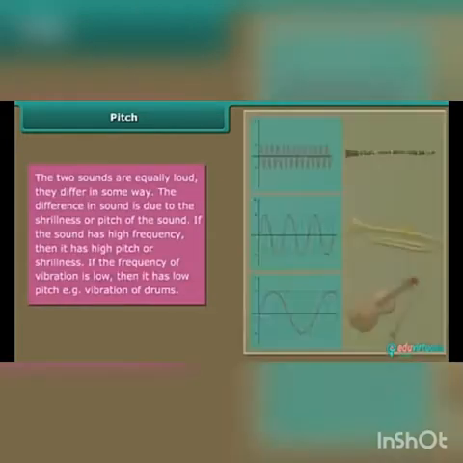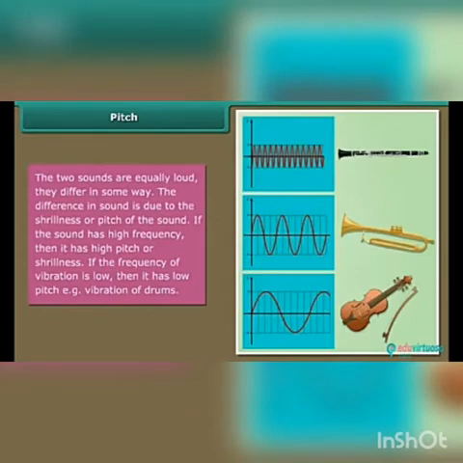Pitch. The two sounds are equally loud, but they differ in some way. The difference in sound is due to the shrillness or pitch of the sound. If the sound has high frequency, then it has high pitch or shrillness. If the frequency of vibration is low, then it has low pitch, that is, vibration of drums.